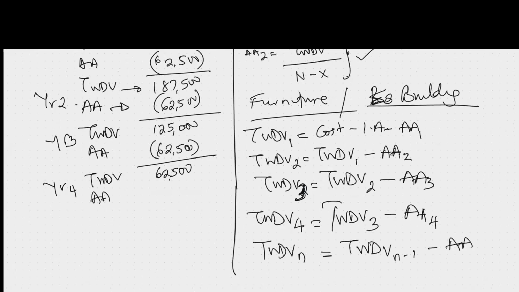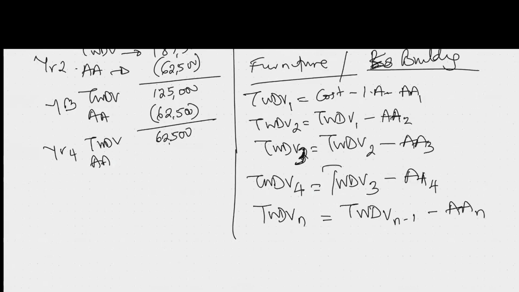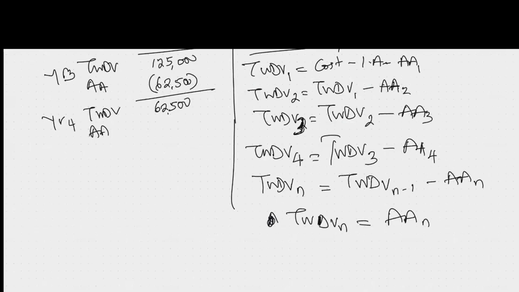So, again, in my last year of use, my annual allowance or my terminal value N must equal my annual allowance N. Again, in my last year of use, my annual allowance will equal my terminal value N minus 1 minus 10 naira. Let's explain.